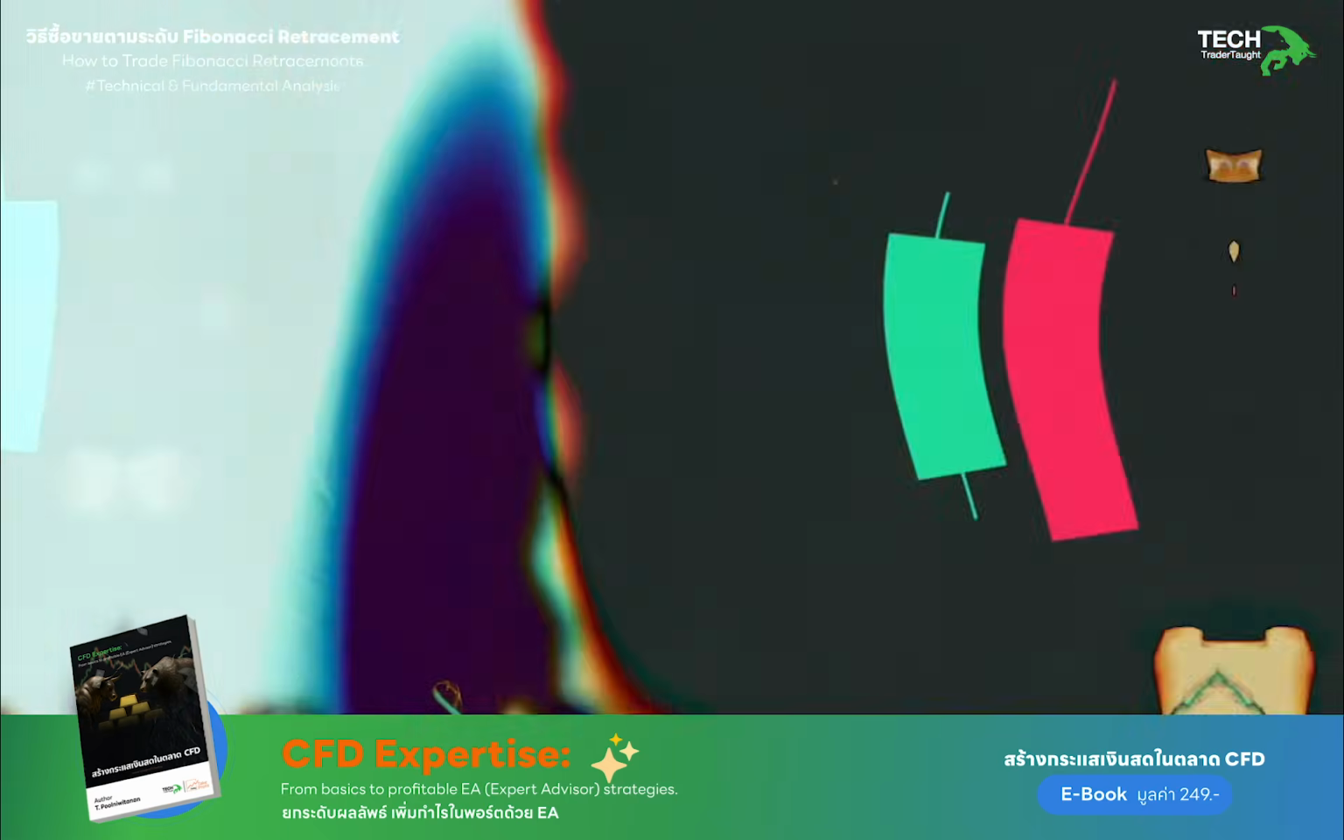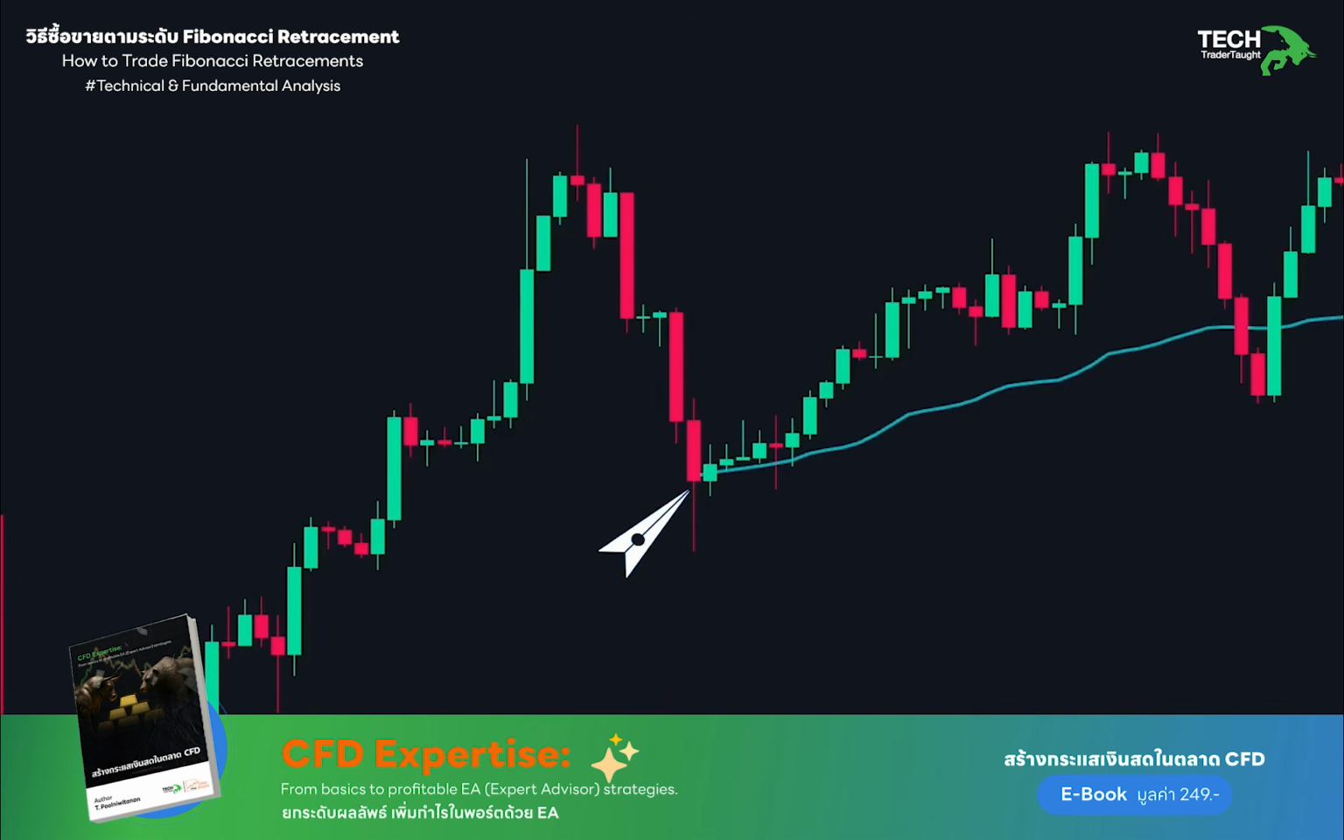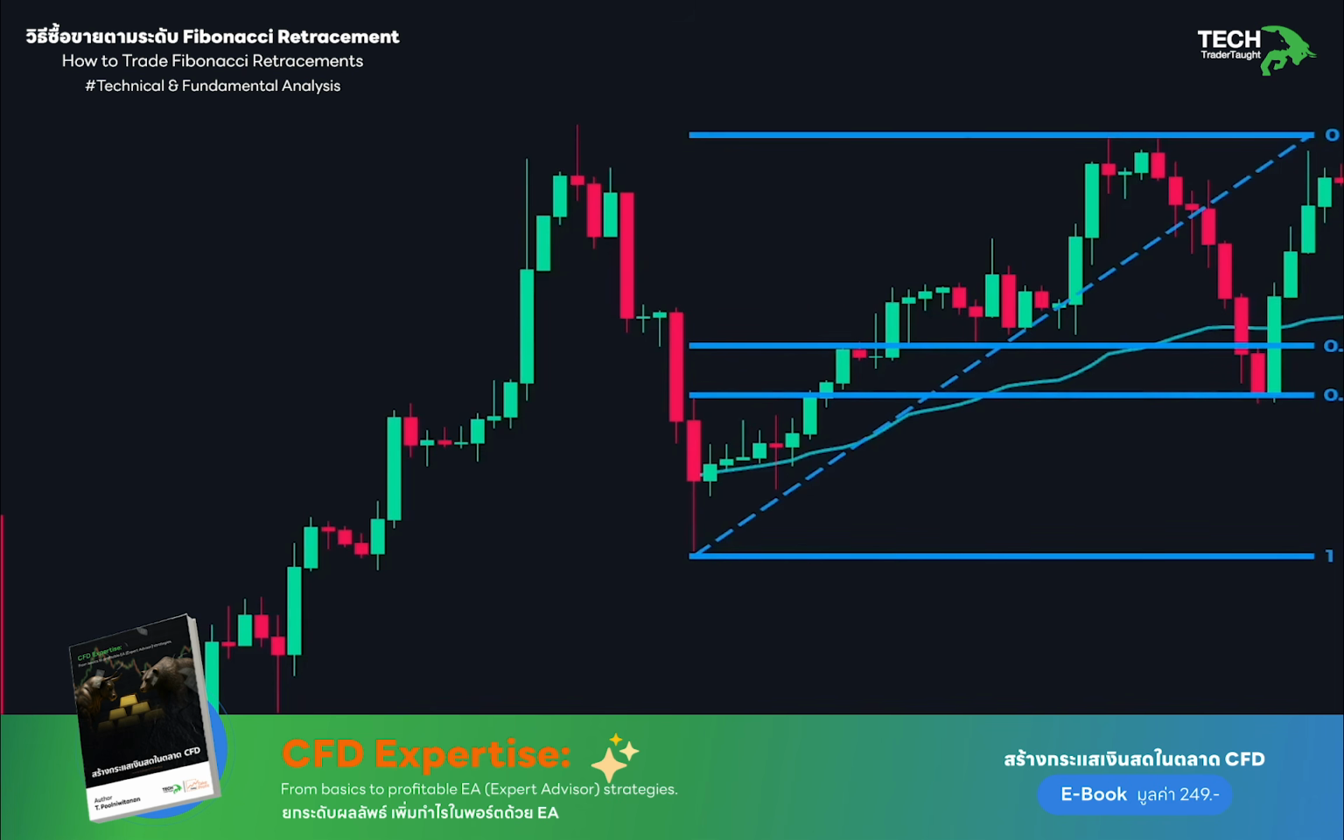Here is an example using the anchored VWAP confluence. Here, the price was in a strong uptrend. It makes this strong impulsive up move and then pulls back. We plot the anchored VWAP at the start of the up move. As the price starts to pull back, we draw the Fibonacci retracement. We see that the golden zone coincides with the anchored VWAP. So we expect the price to find support here.